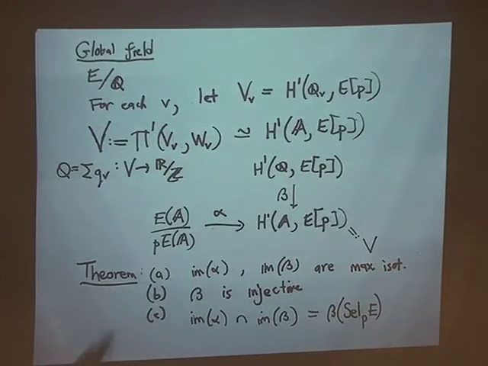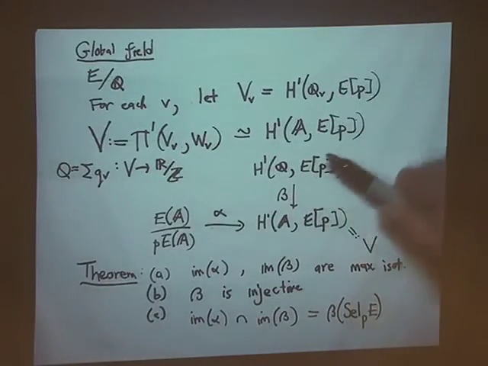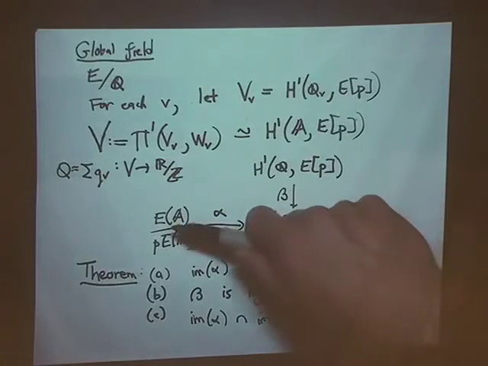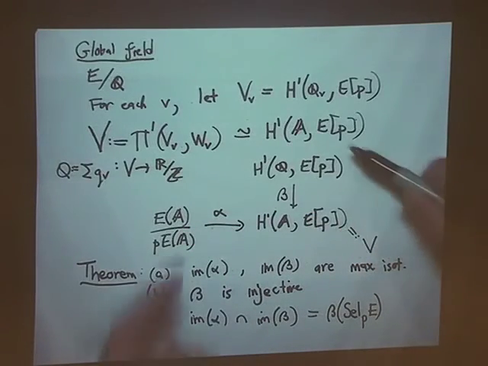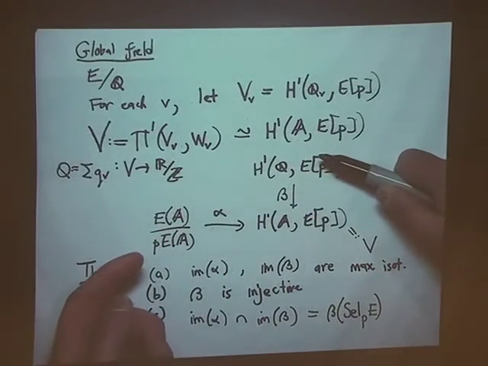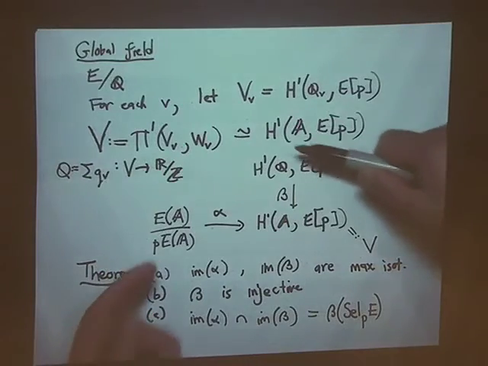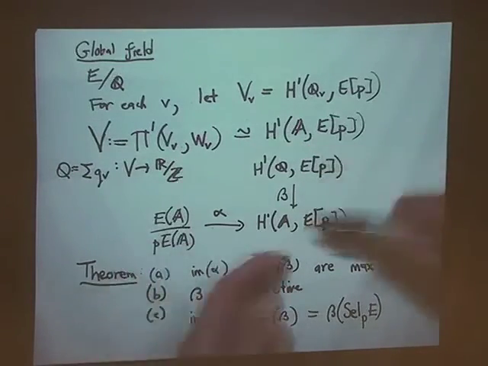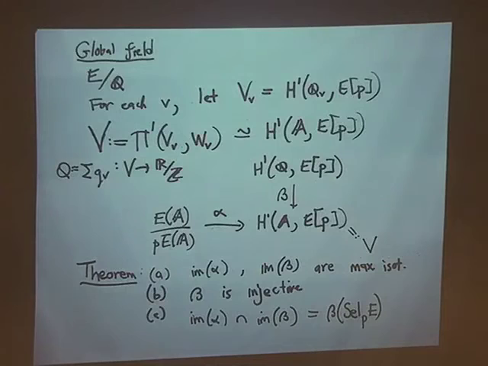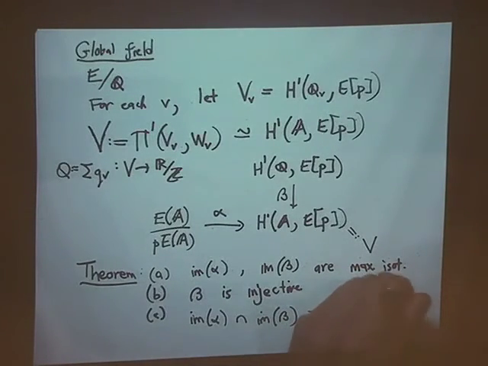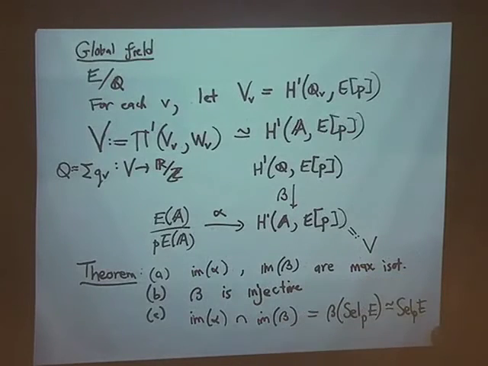Because the Selmer group was the subgroup of things here, such that when you map them down, they end up in the image of this one. So that's the same thing as saying that the image of the Selmer group is going to be the things that lie in both images. So yeah, if beta is injective, then this group is actually just isomorphic to the P-Selmer group itself. So if you put all this together, this is saying that the P-Selmer group is this intersection of maximal isotropic subspaces.